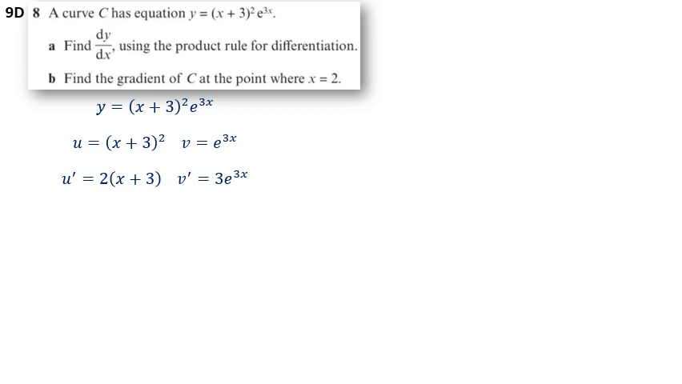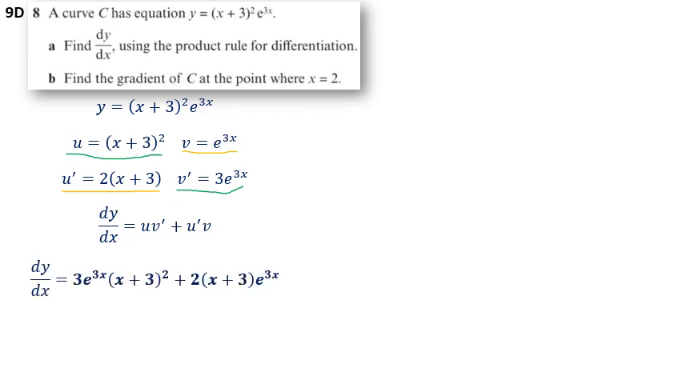So for instance, if we take u, it's going to go with v dash, and when we take u dash, that's going to need to go with v. And as long as we multiply the appropriate things together and then add them, we will have our derivative. So we've got uv dash plus u dash v. We write it all out, and this is what we get.